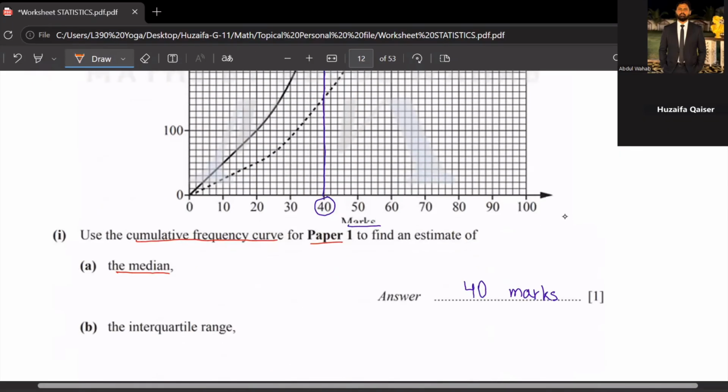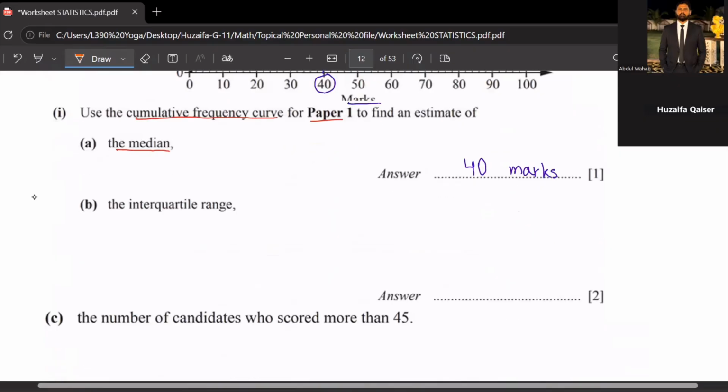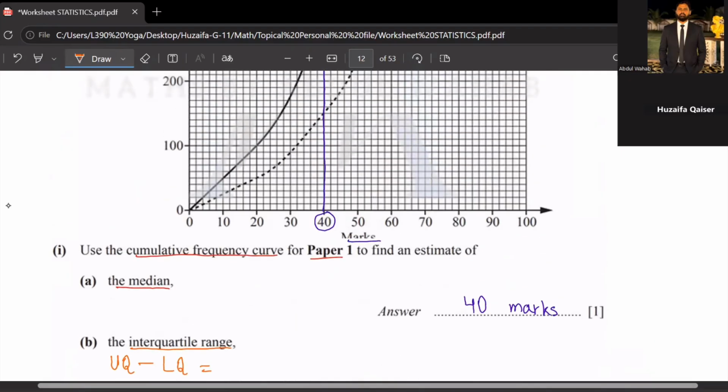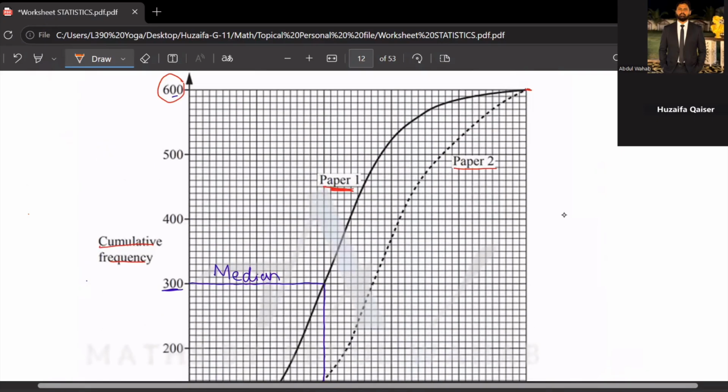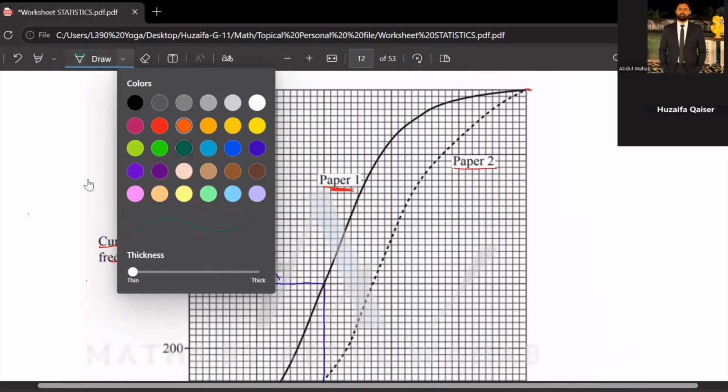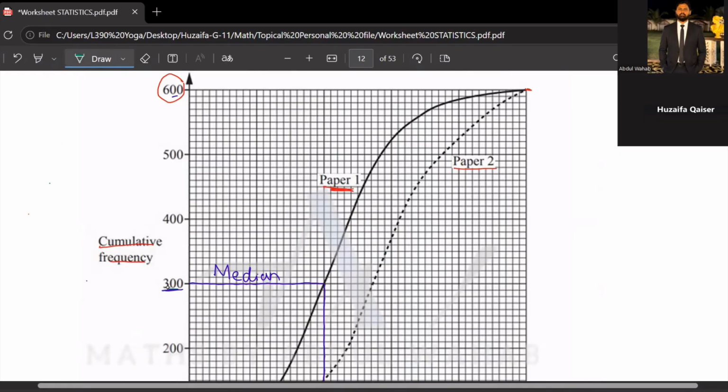What's next? We need to find the interquartile range. Interquartile range we find by subtracting the lower quartile from the upper quartile. How do we find the value of the upper quartile and lower quartile in this graph? Upper quartile means the upper portion from the median. So you can say one value is 300 and another value is 600. 300 and 600. What is the mid value between 300 and 600?